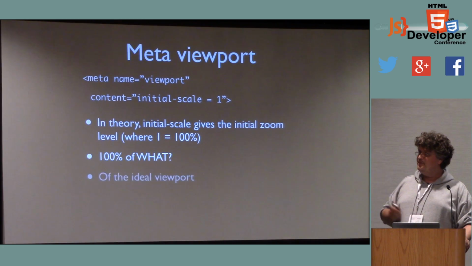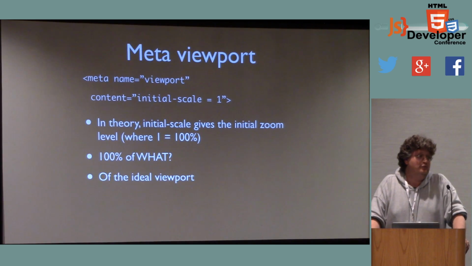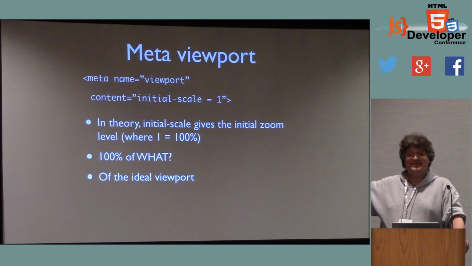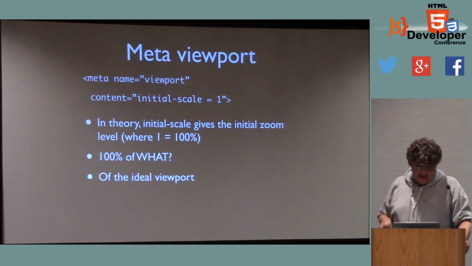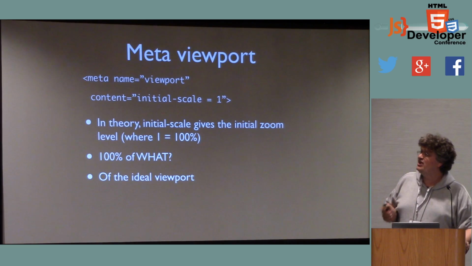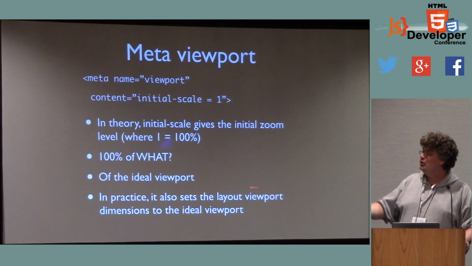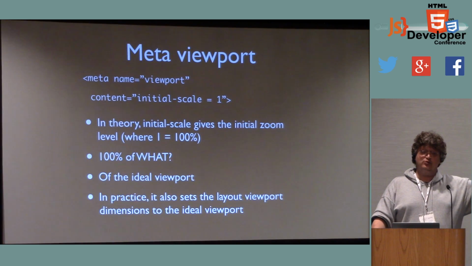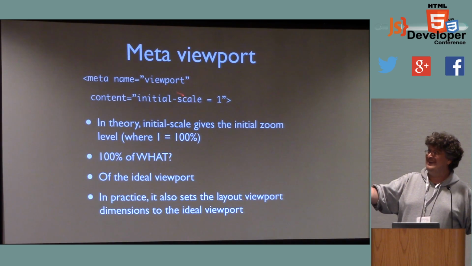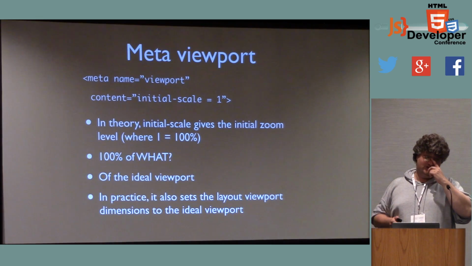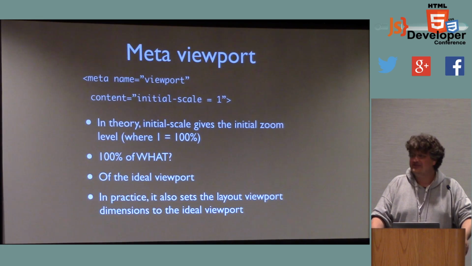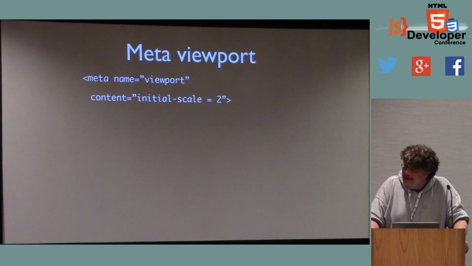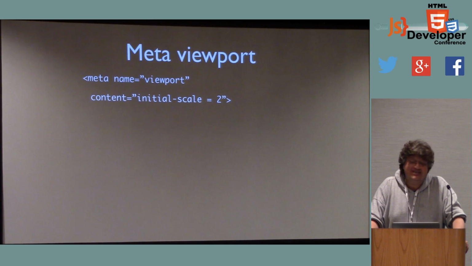Now, it turns out that is 100% of the ideal viewport. Whether you actually use that ideal viewport or not. And that's weird. I did not expect this. But it gets even weirder. Because when you use initial scale, you also set the layout viewport dimensions to the ideal viewport. Just like width equals device width does. This code is exactly the same as the previous code example. I don't know why. I do not understand why. It gets even weirder when you change the value.